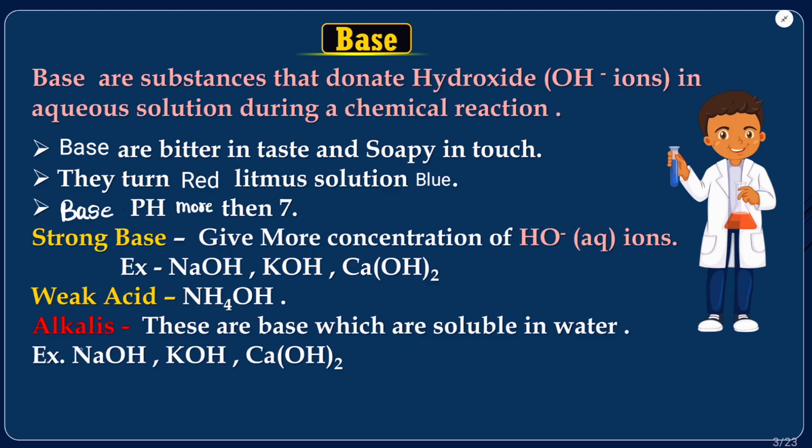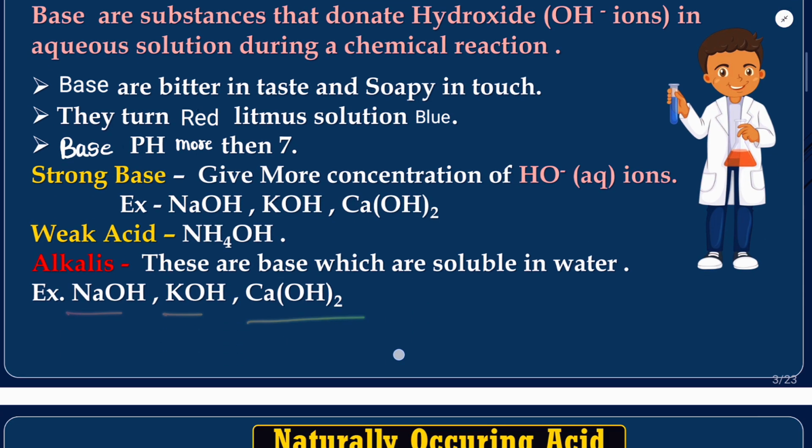For example, ammonium hydroxide. Next, alkalis are those bases which are soluble in water, that means those bases which completely dissolve in water are known as alkalis. For example, sodium hydroxide, potassium hydroxide, calcium hydroxide.